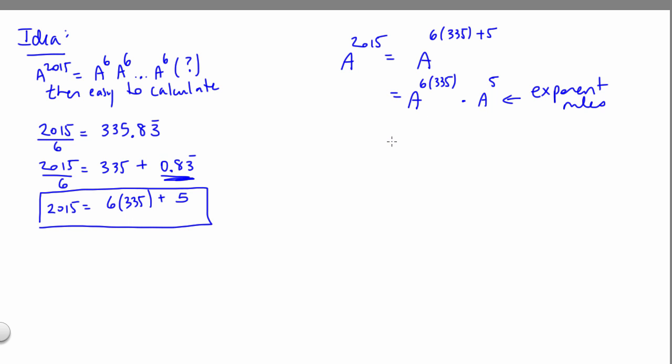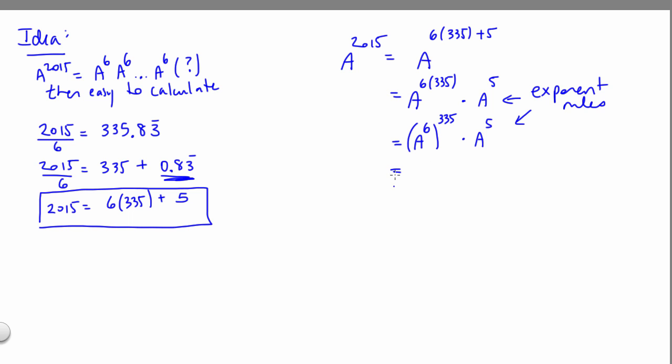Okay. Now looking at the first factor, when we've got a product in the exponent, we can rewrite that as a to the 6 raised to the power 335. So whenever we've got a power raised to another power, those powers multiply. That's our second exponent rule here. And we'd still need to multiply by a to the 5th.